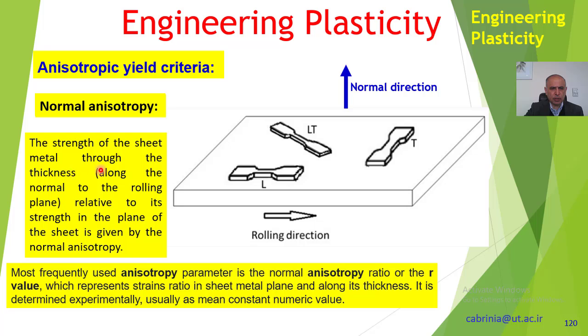The strength of the sheet metal through the thickness, along the normal to the rolling plane, relative to its strength in the plane of the sheet, is given by the normal anisotropy. The most frequently used anisotropy parameter is the normal anisotropy ratio. In order to measure the normal anisotropy, we use a value called the R value, which represents the strength ratio in the sheet metal plane and along its thickness.